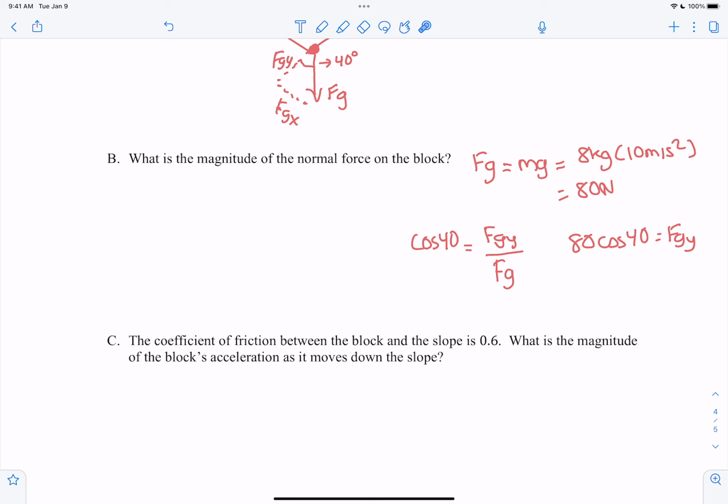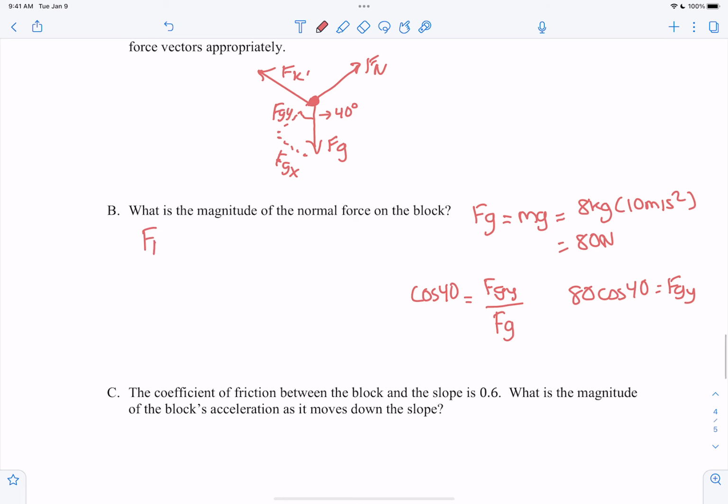I personally recommend at least carrying 2 decimal places. So I would do 61.28 because I don't like to round too early into the problem, especially if you're doing the online homework, because if you round a lot, that'll throw things off. So 61.28 is what I would put for Fgy.